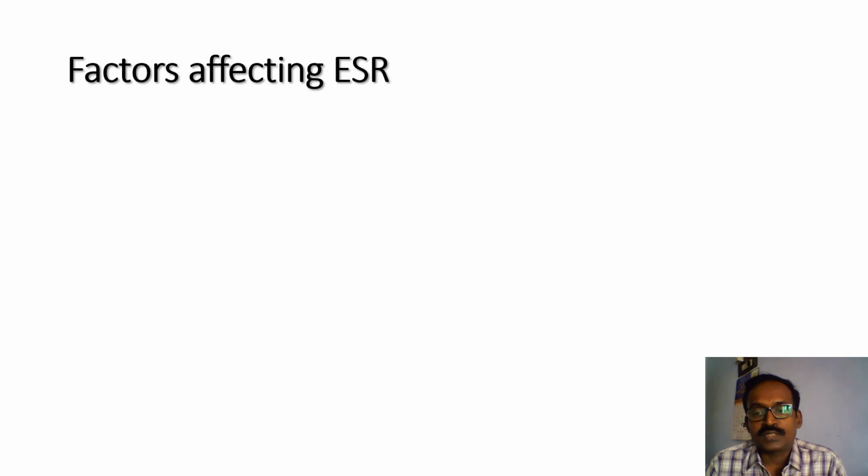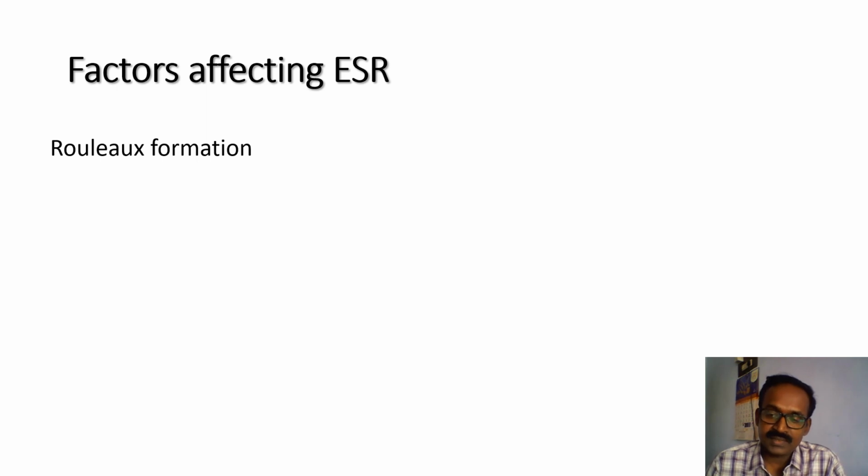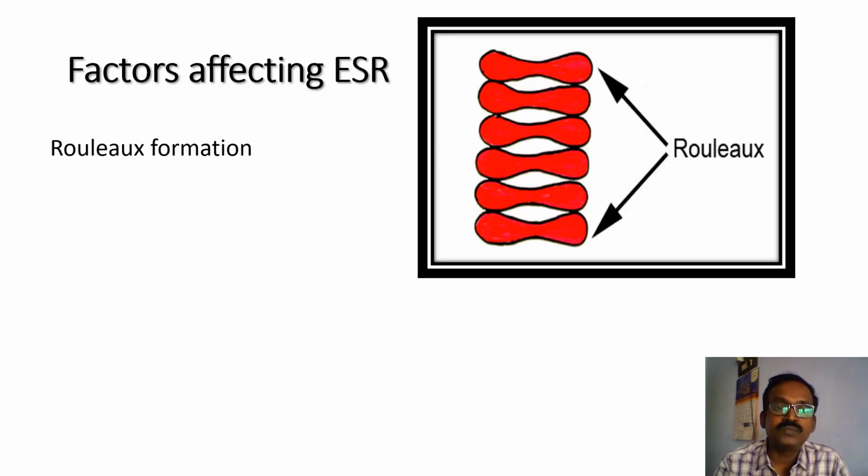What are the factors affecting the ESR? The Rouleau formation. If you keep the blood in a vertical tube, the cells pile up over one another like a stack of coins, one coin over another coin, forming the Rouleau formation. It looks like a stack of coins. This is one of the important factors affecting the ESR.